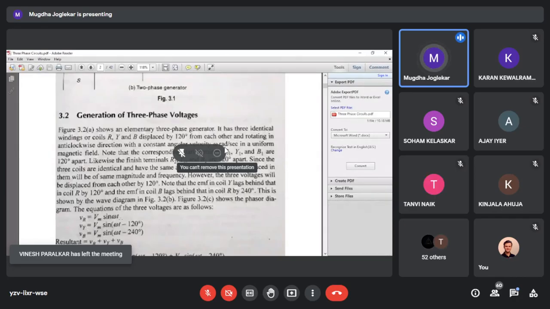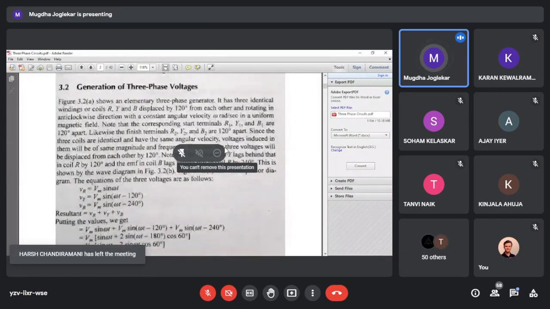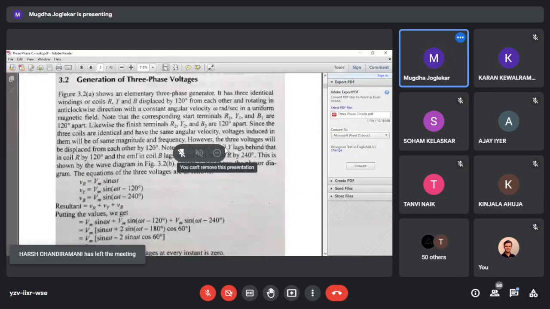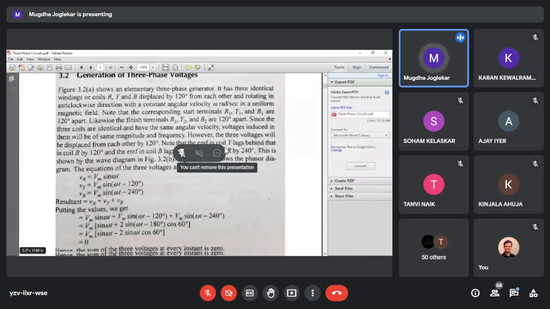So Vr is Vm sin omega t, Vy is Vm sin(omega t minus 120), and with respect to Vr, Vb will be Vm sin(omega t minus 240). And if you calculate the resultant of these three, Vr plus Vy plus Vb, at every instant the resultant of these voltages will be zero. At every instant.